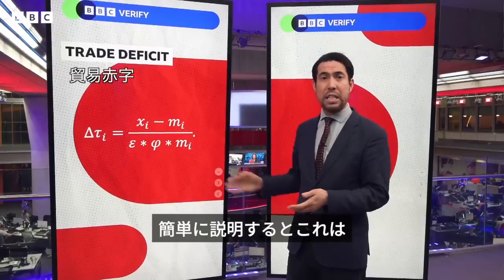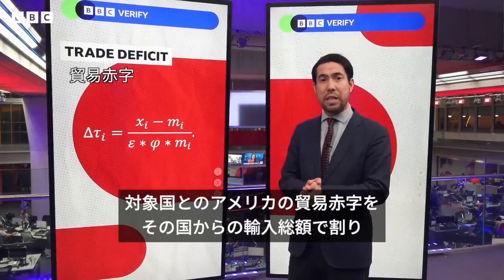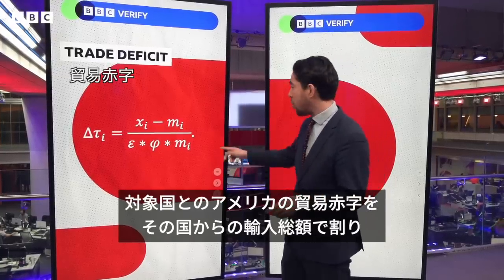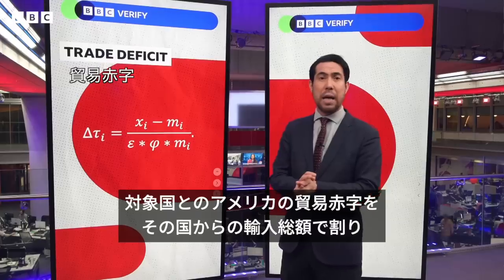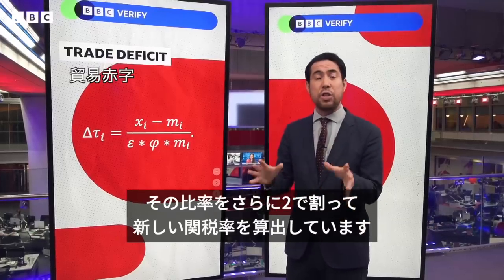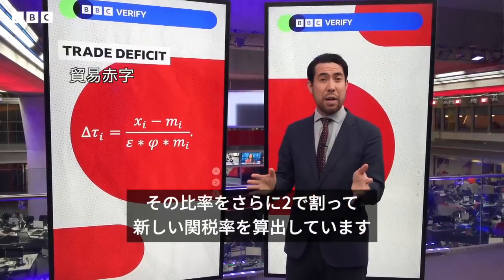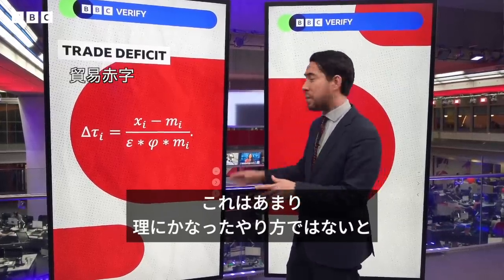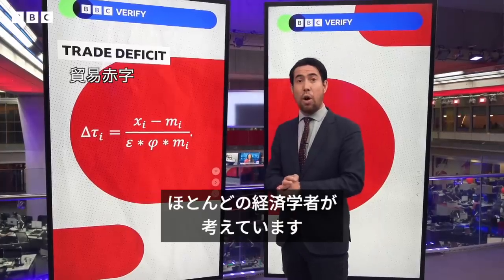Basically, what this does is divide the US's trade deficit with the country in question by the total imports from that country. And then that ratio is divided in two to establish a new tariff rate. Should be said, most economists don't think this makes a great deal of sense.